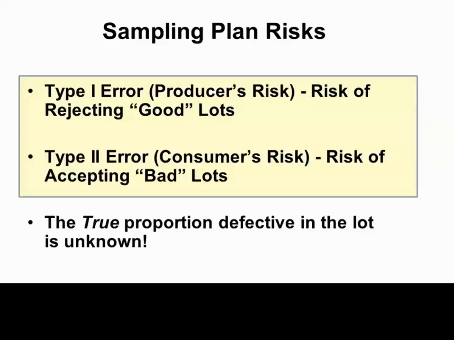Now keep in mind, the reason we have these risks is that we don't really know the true proportion in the lot unless we assess everything in the lot. We're trying to make a decision based on our sample, and we may get samples that are not really representative of the underlying lot.